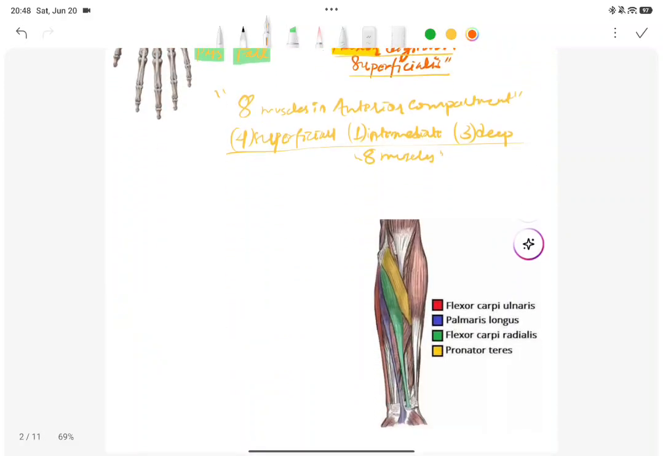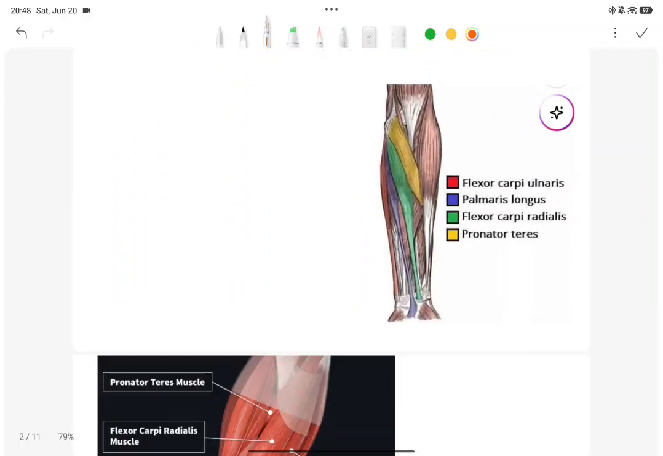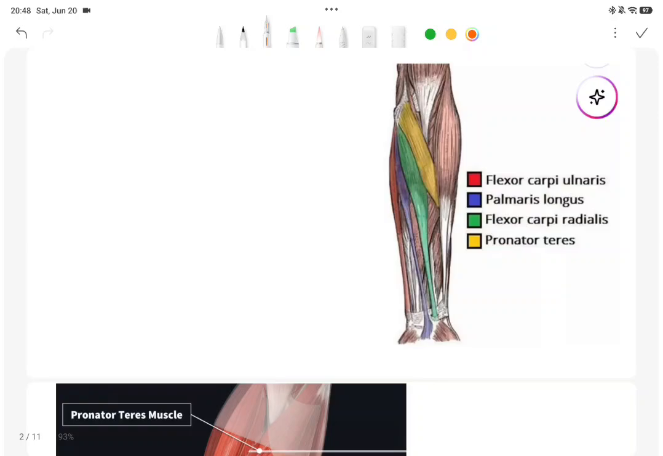ओके, सो अब इन्डिभिजुअली जान्छौँ हामी बिस्तारै. So as you can see over here, this is the medial epicondyle. It is a left hand, obviously. So in the left hand there is a medial epicondyle here, and from the medial epicondyle there is the origin of the pronator teres. This is the pronator teres, and there is the flexor carpi radialis.